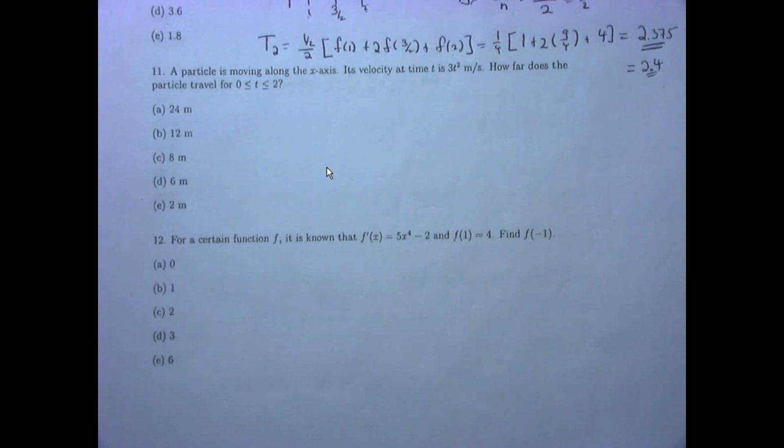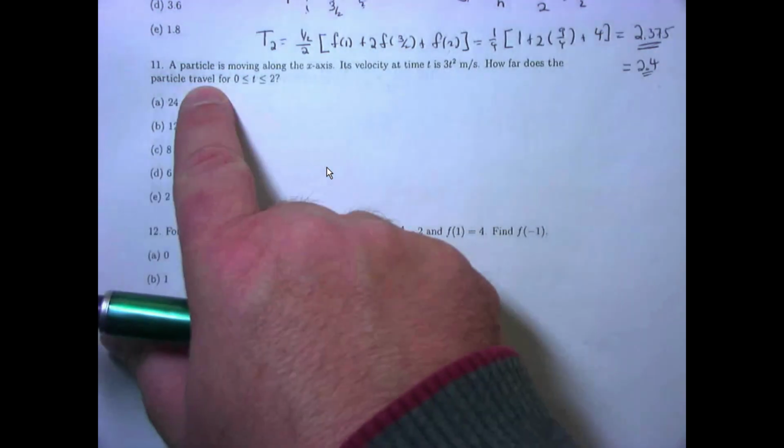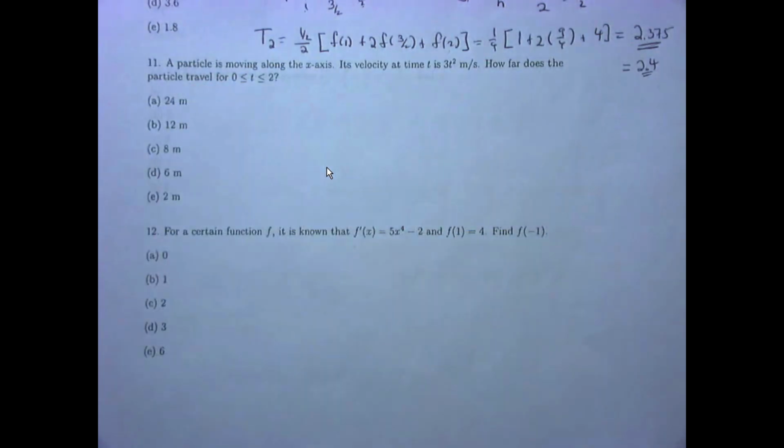Displacement or total distance? Total distance. They're asking for how far does the particle travel? That's total distance. Displacement by definition is where am I relative to where I started from. So I can integrate, for example, sine of x between 0 and 2 pi. And if I integrate that, that ends up giving me 0.